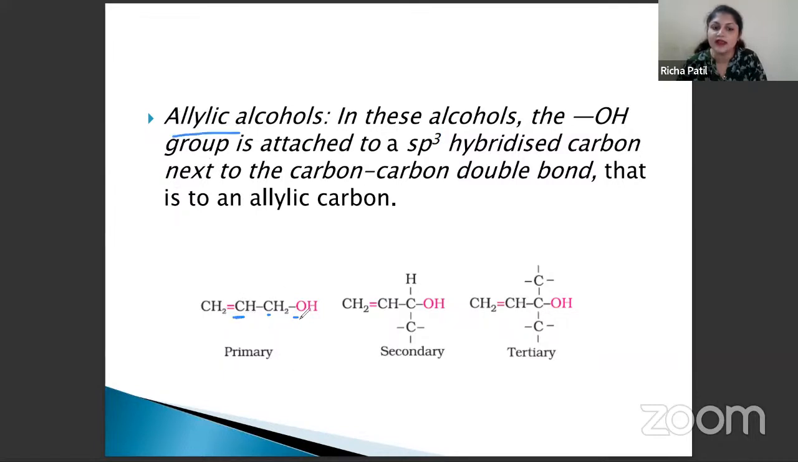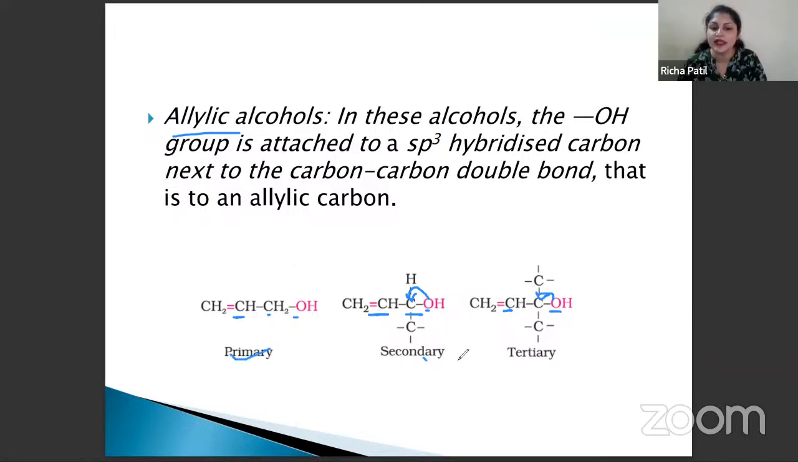What do you mean by allylic? Here the hydroxy group is attached to an sp3 hybridized carbon, which is next to a carbon-carbon double bond. Then it is said to be an allylic carbon. Here also you can see this is a hydroxy group attached to an sp3 hybridized carbon, which is next to a carbon-carbon double bond. Same with respect to this.